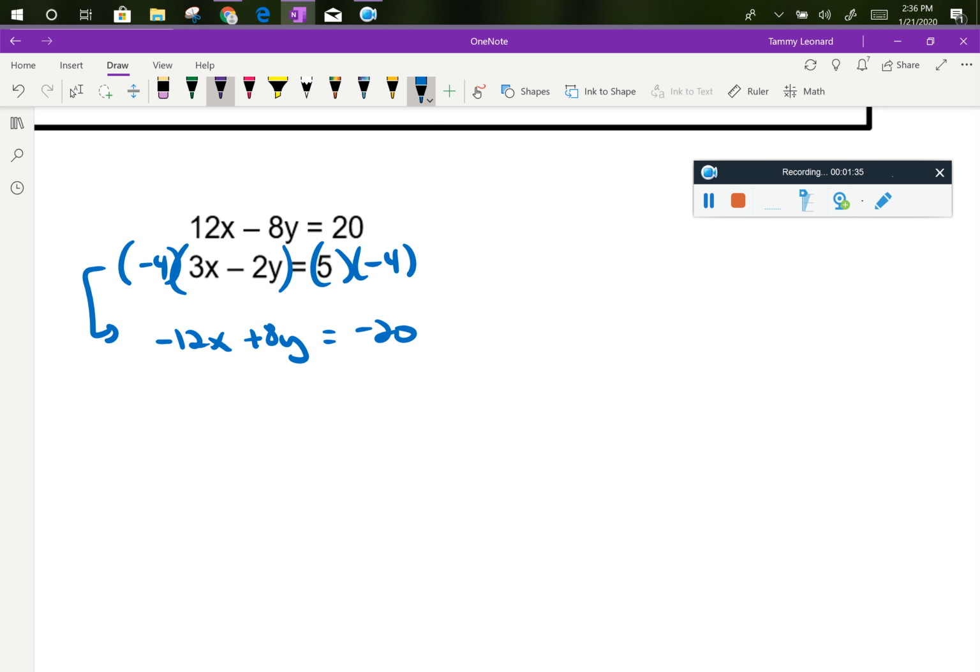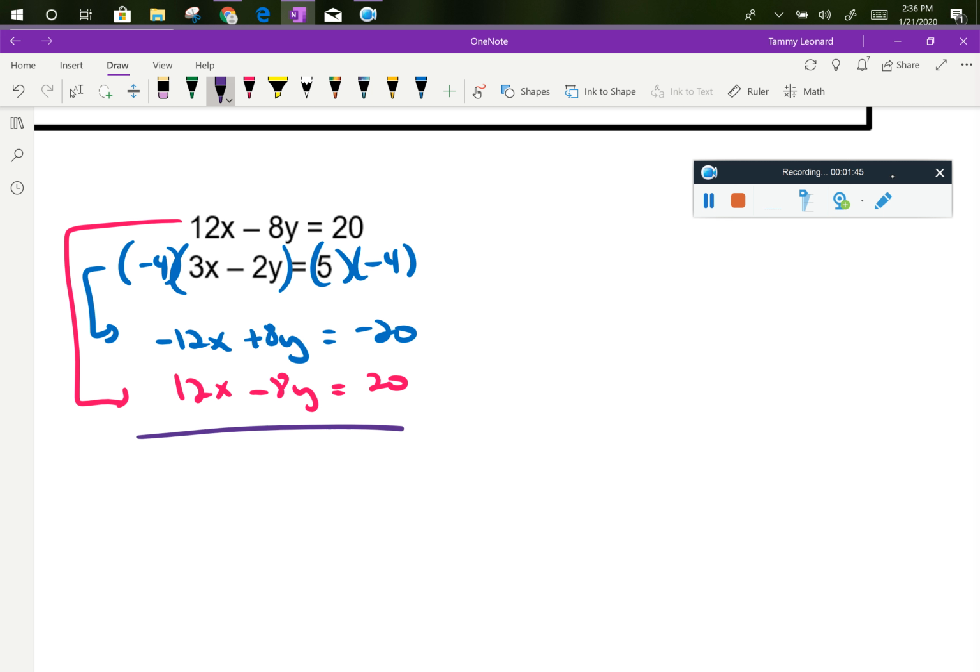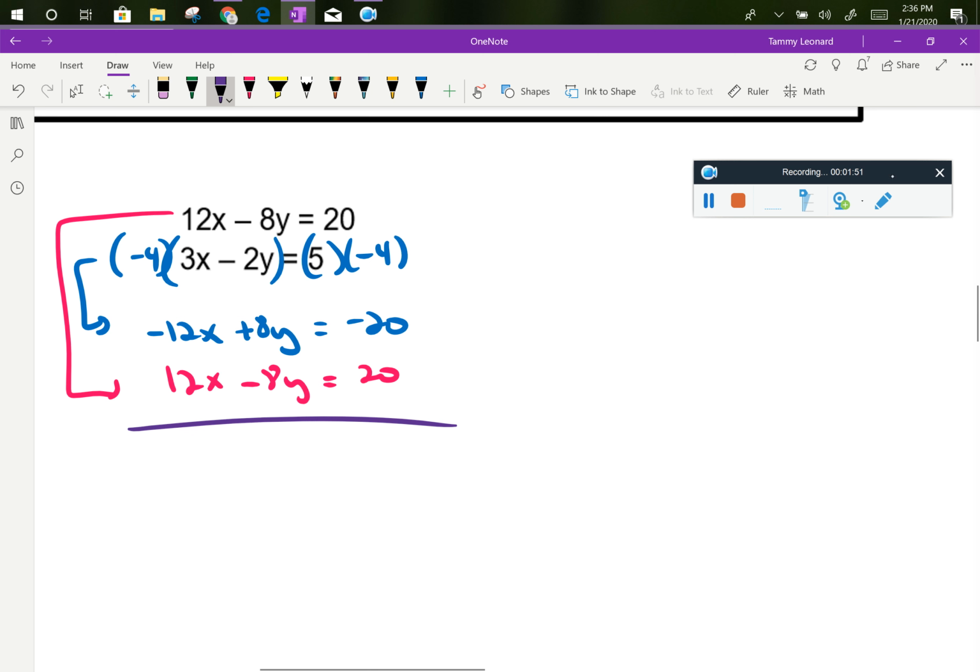And notice that gives me an opposite match with the first equation. I'm just going to bring that first equation down. 12x minus 8y equals 20. All right. I can see that I've got a negative 12x and a positive 12x. That's the opposite match that I was trying to create. So it's time to add the two equations together.